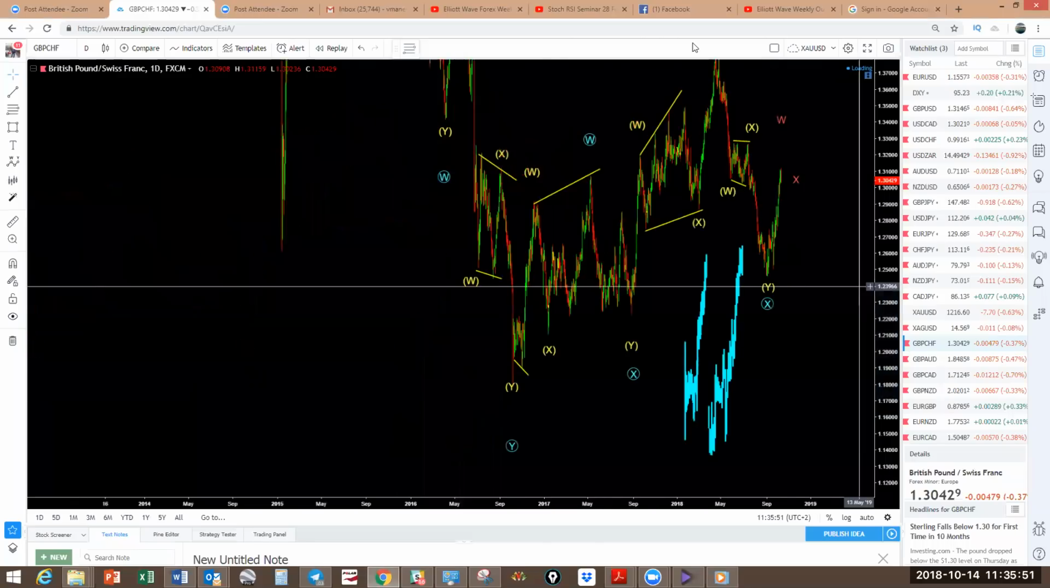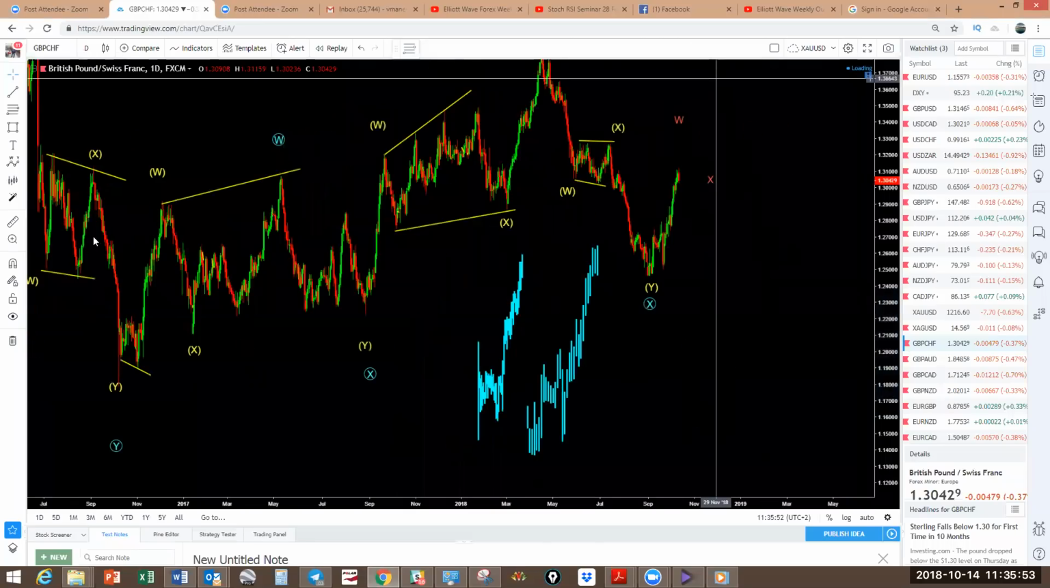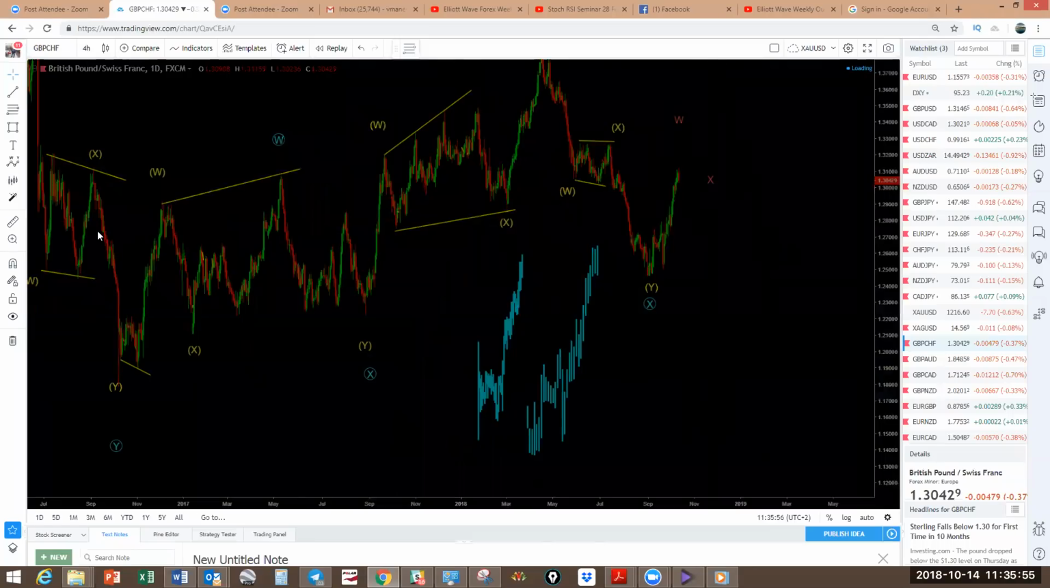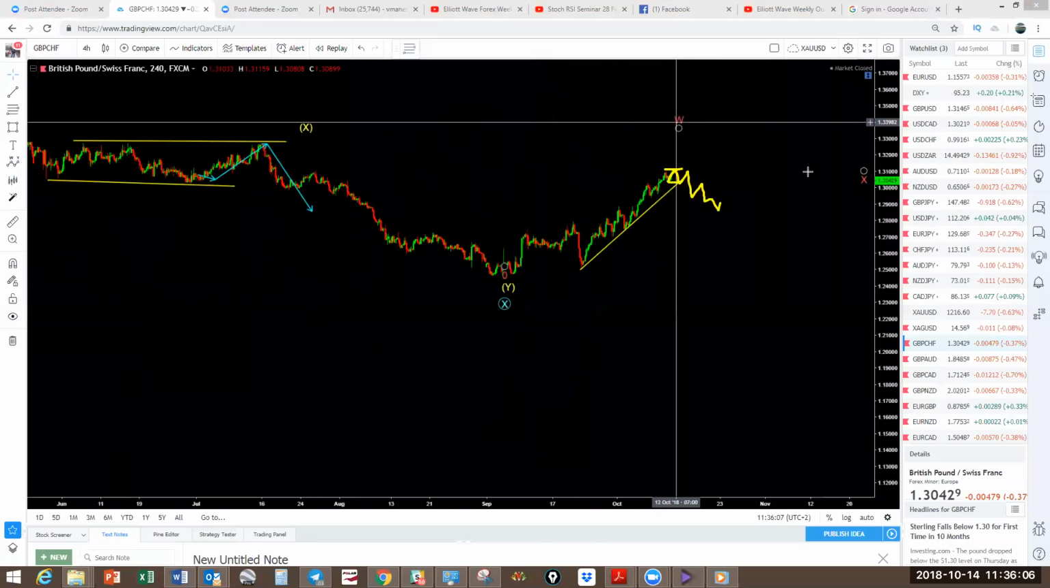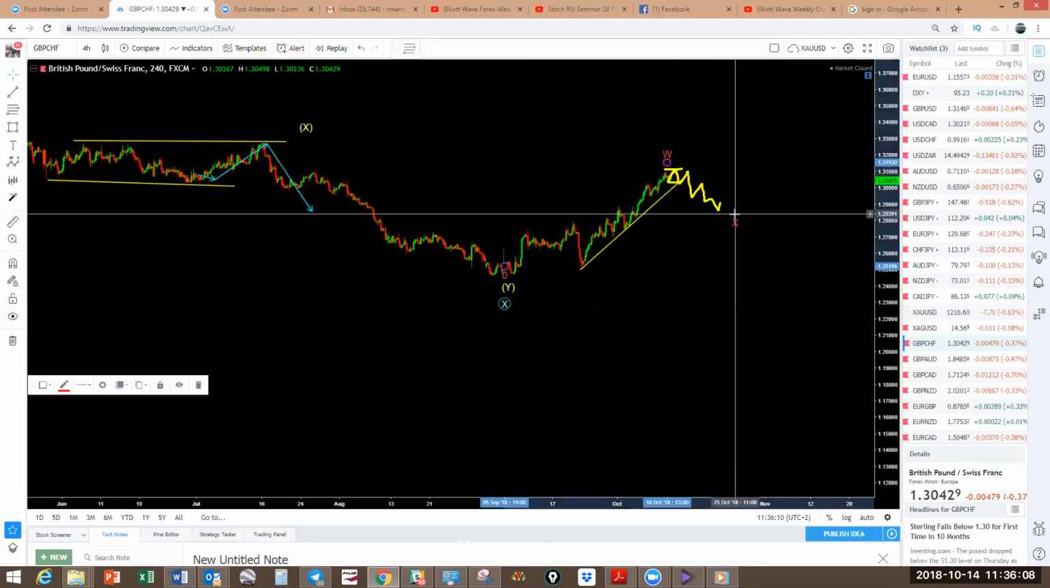Okay. So pound chief, if we go to the 4-hour, what you're going to be waiting for is to see if you're getting any corrective structures in the lower degree. This is too small. You need something a little bit bigger, something that is the same size as this red degree. Let's see what you're going to get.